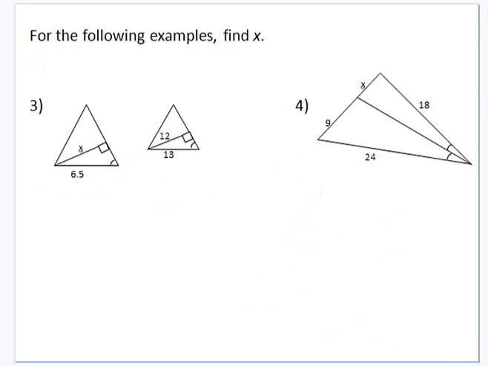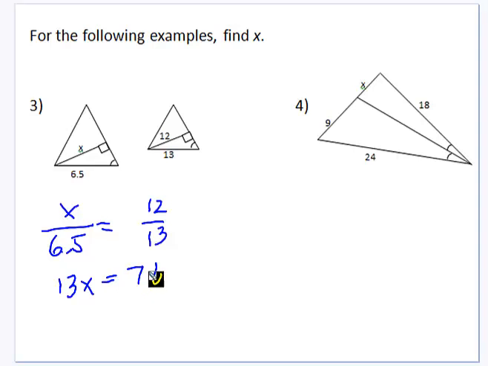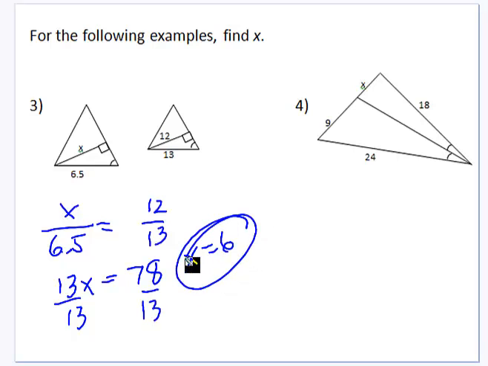Oh, this one we got two on here. So for the following examples, find X. We know that the two triangles are similar. When we're given two triangles, we just have to set the proportion up correctly. So what would be a proportion that would work for problem 3 up here? X over 6.5 equals what? Yep, 12 over 13. So 13x should equal, what's 12 times 6.5? 78 divided by 13. X is 6. Is that okay?